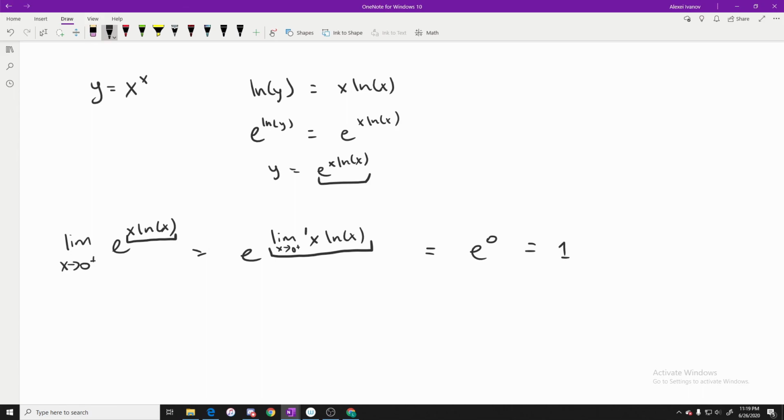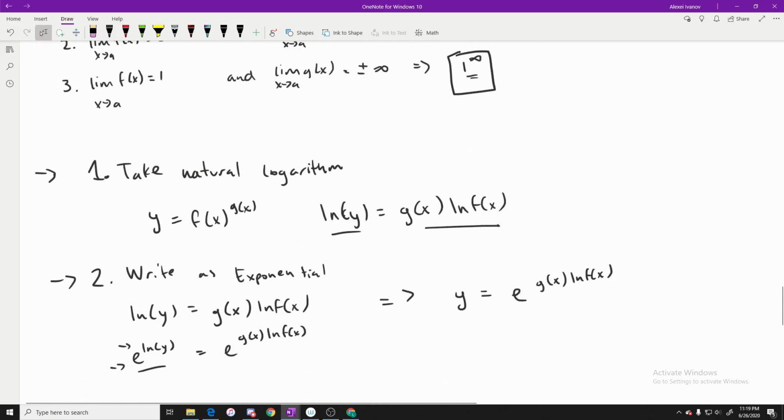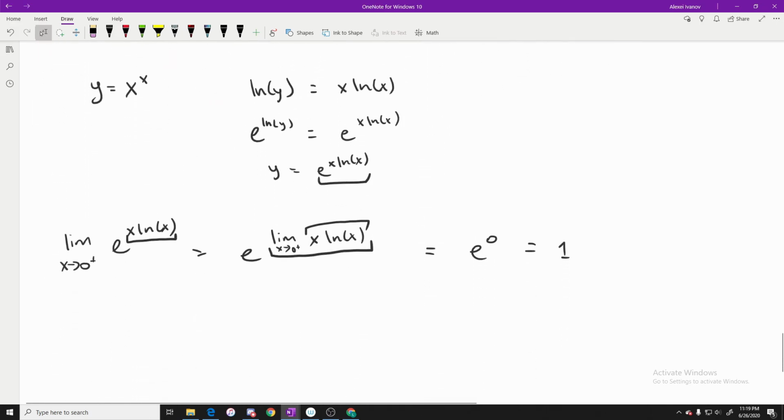And again, we know that this right here is going to be solved through L'Hospital's Rule because it is an indeterminate product. So we're going to use L'Hospital's Rule to find this limit, and then we're going to raise e to whatever that limit was. So that's how we can apply indeterminate powers and L'Hospital's Rule together to find out the limits of some of the more complex functions.